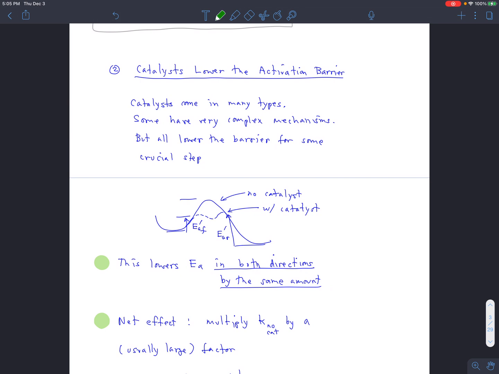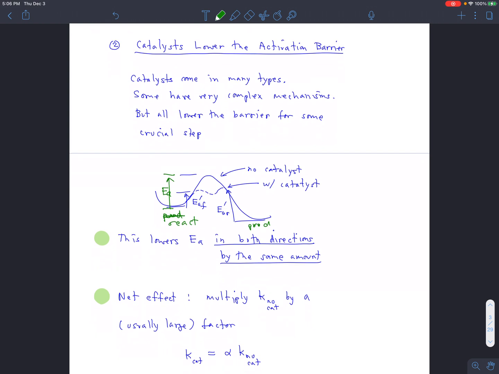Catalysts work in general by lowering activation barriers. That means you've got reactants over here, you've got products over here, and there's a barrier in between, an activation energy, and that activation energy gets lowered by the catalyst. And the way that a catalyst works is generally by binding to the transition state up here at the top of the barrier, and therefore stabilizing the transition state, and therefore making the barrier smaller.